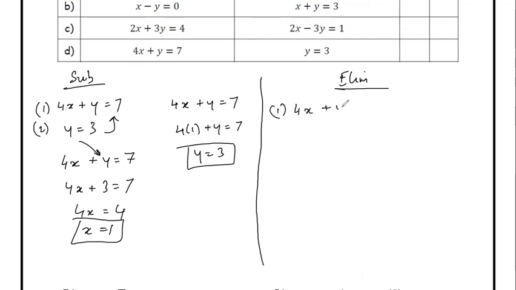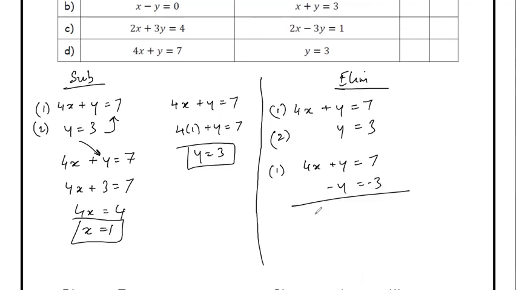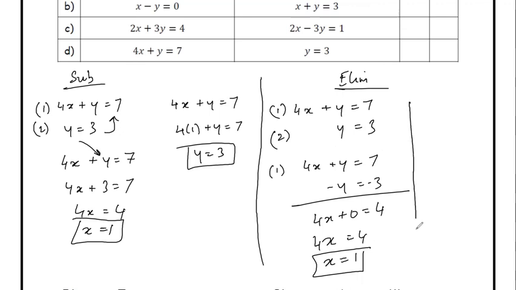Elimination. Okay, so I've got plus y here. So now I'll have to subtract the second from the first one. So when I subtract, it's negative. Everything positive becomes negative, negative becomes positive. So I get negative y and negative 3, and I'll simply add them. So 4x is 4, x is 1, and that's about it. You don't need to really solve it because you got y is equal to 3. But I'll solve it anyway.